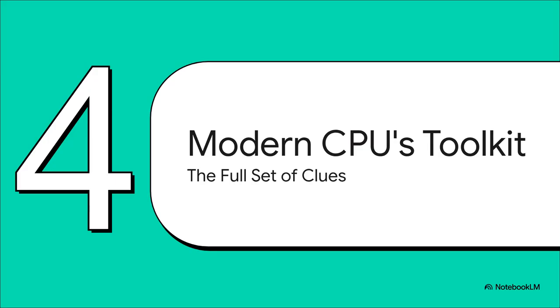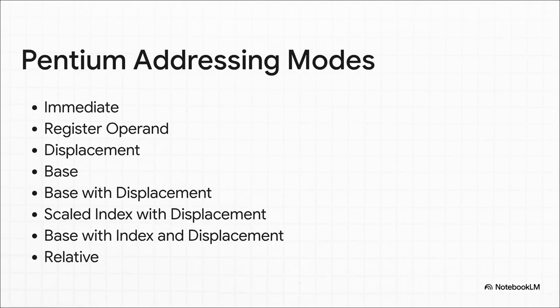Okay, so we've looked at all these different types of clues one by one. But how does a real modern processor actually put this all together in its toolkit? Well, just take a look at this. This really shows you the sheer variety that a modern CPU needs to have. Something like a Pentium processor doesn't just use 1 or 2 of these. It mixes and matches all the simple ideas we've talked about into this huge, powerful toolkit with a dozen different ways to find data. And all that variety gives programmers and compilers the flexibility they need to write the absolute most efficient code possible for any task.